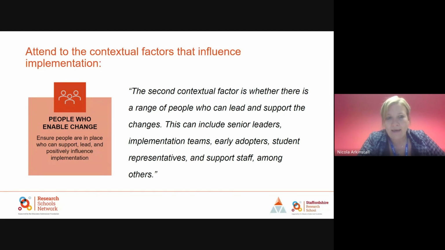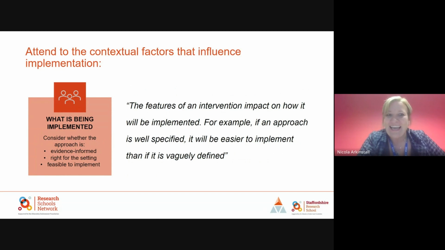And thirdly, it is what is being implemented. And I'm just going to read you down the left-hand side, just making sure that you are really clear about whether the approach that you have identified is evidence-informed. And as Nikki mentioned earlier, with the synthesis of research, the Teaching and Learning Toolkit is a brilliant resource. It lets you know whether something has got really good gains.